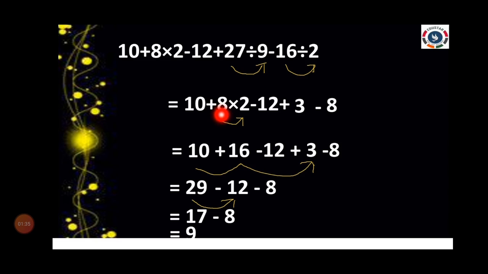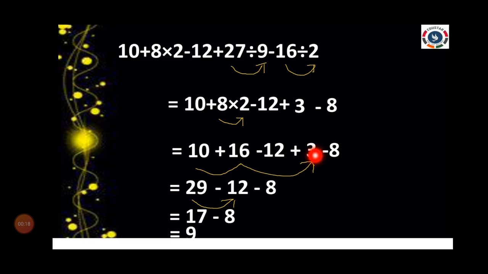Next, what we want to do? Multiply. Where is the multiplication symbol here? Here it is. You have to take the number before the symbol, then multiply these two values. The remaining you write as it is. 10 plus 8 into 2, how much? 16, minus 12 plus 3 minus 8. Okay, so we have completed the multiplication symbol.